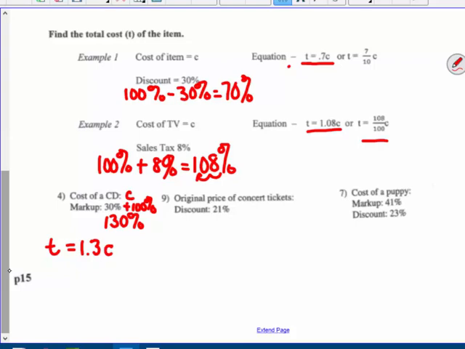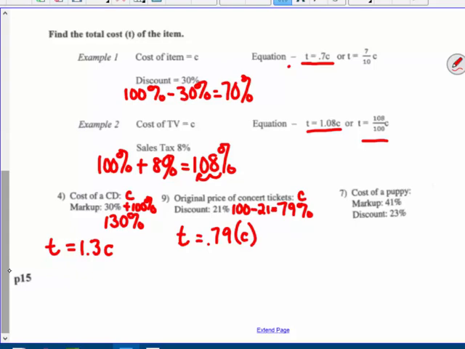The original price of a concert ticket, which we'll call C, with a discount of 21%. So 100 minus that 21% gives me 79%. So I'm going to find the total is equal to 79/100ths times my C. There's my equation. I'm writing equations today, not expressions.